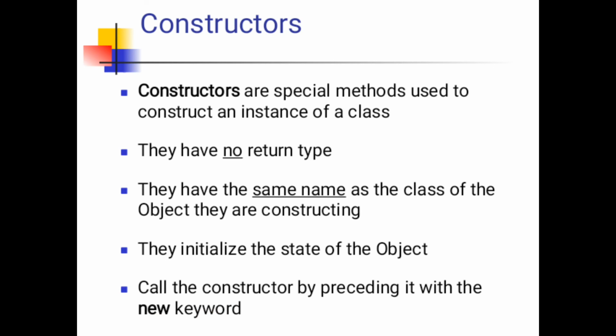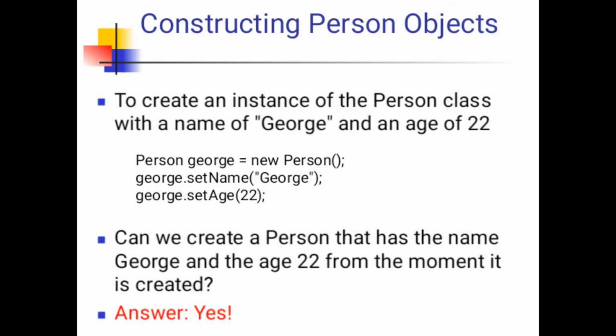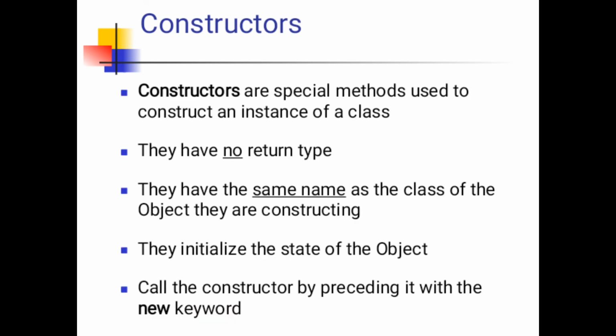We have our constructors. When you talk about constructors, you talk about a special method used to construct an instance of our class. They have no return type. They have the same name as the class of the object they are constructing. They initialize the state of the object. You call the constructor by preceding it with the new keyword.